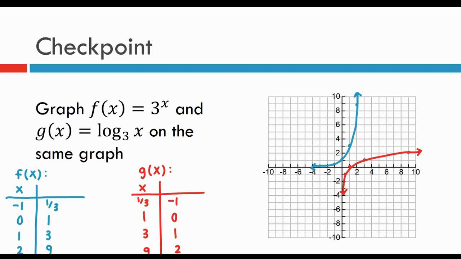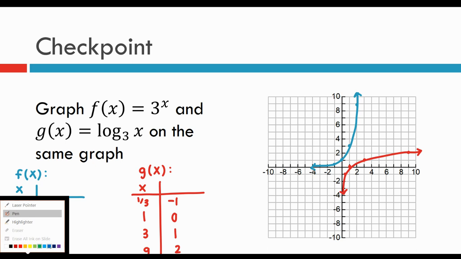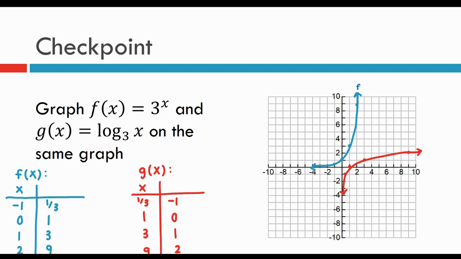All right, so notice that I started with my f of x, created my table, and then I just flipped the ordered pairs around to get the g of x. I should have labeled my graphs. I would really like you to do that, please. So you should have labeled f of x, and you should have labeled g of x, so we know which one is which. All right, but there are my two graphs.